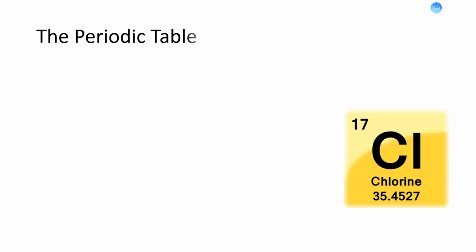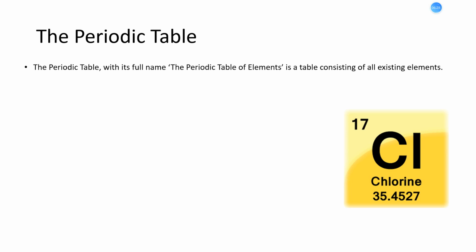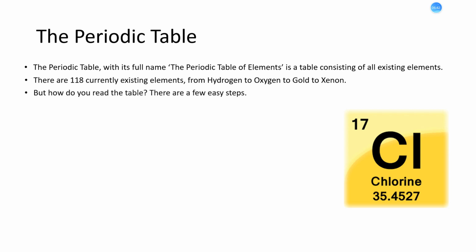The periodic table. The periodic table, with its full name, the periodic table of elements, is a table consisting of all the existing elements. There are 118 currently existing elements, from hydrogen to oxygen to gold to xenon. But how do you read the table? There are a few easy steps.